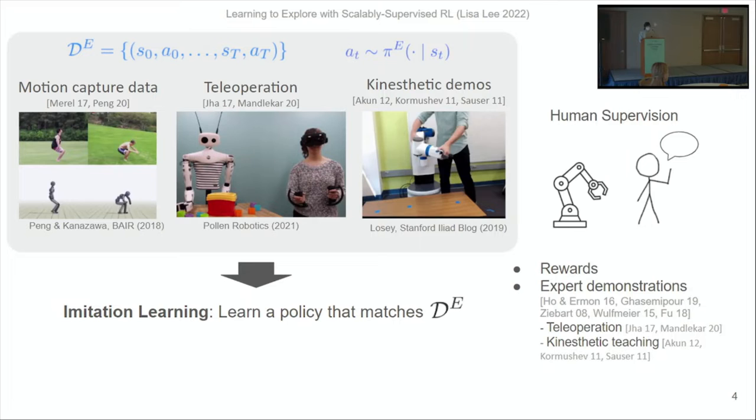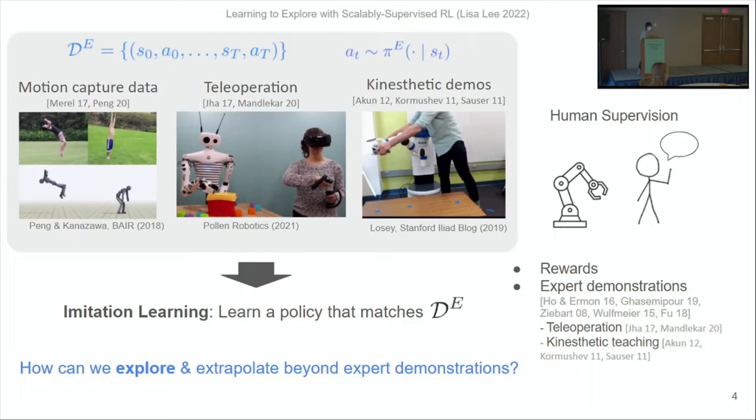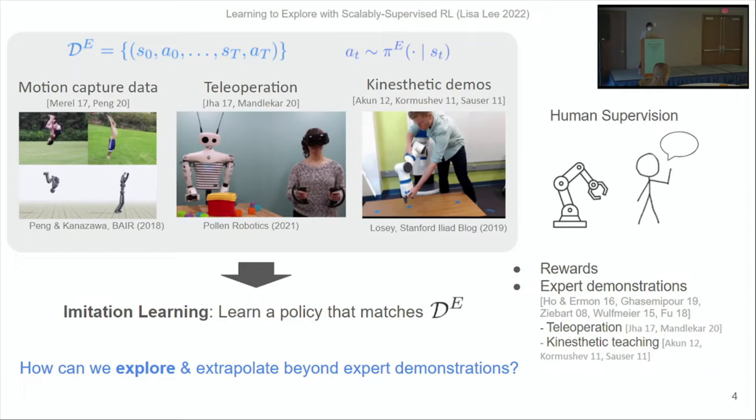One open question is, how can we explore and extrapolate beyond the expert demonstrations? One caveat is that the demos are often expensive to acquire, so we often have limited data that does not cover the whole trajectory space. In addition, the expert policy may not be optimal, so we need a way to learn to do even better than humans.